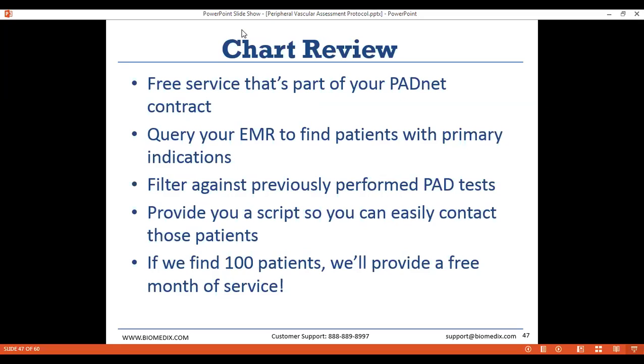The second list will be patients with risk factors. These are the patients that we recommend to go through the vascular assessment protocol, or patients be given questionnaires so you can identify them for the full PADnet study that way. This list is a free service. After we remote in to your EMR, it generally takes us a couple of hours to create those reports. And then if we find at least 100 patients, we'll give you a free month of service at the same level that you're already operating under, just as a show of support for you and your medical staff.